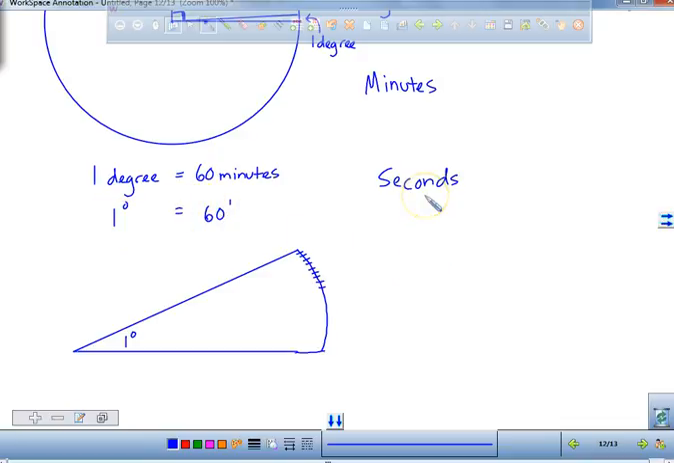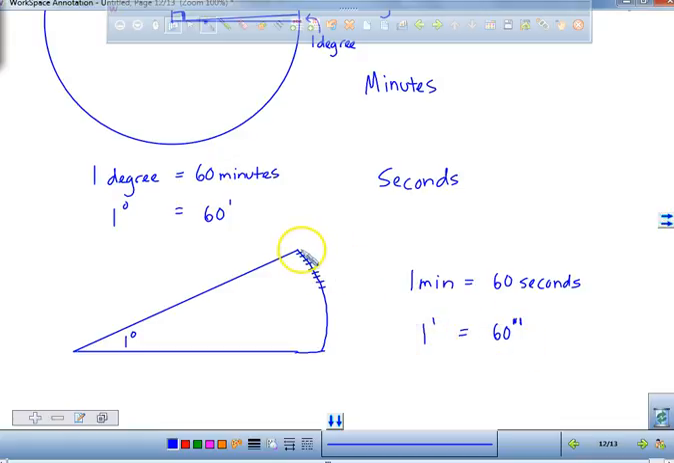Now, 1 degree equals 60 minutes, with a little tick mark. Right. Now, seconds. 1 minute, all right, I'll put 1 minute right here. 1 minute is equal to 60 seconds, just like in time. Well, in measuring degrees, you can also say 1 minute is equal to 60 seconds. And seconds has 2 tick marks. So 1 minute is equal to 60 seconds.